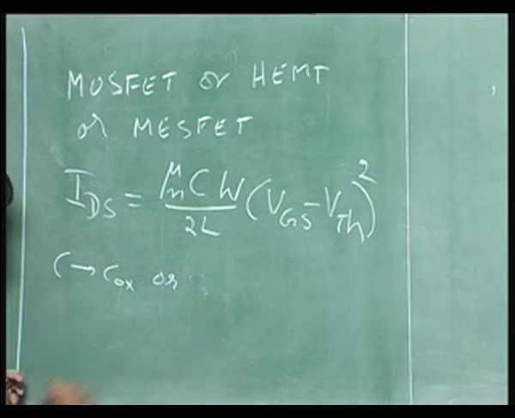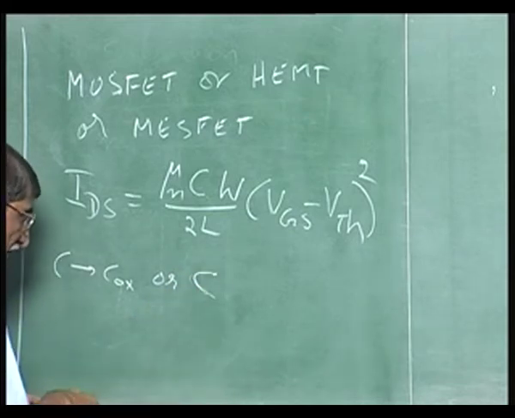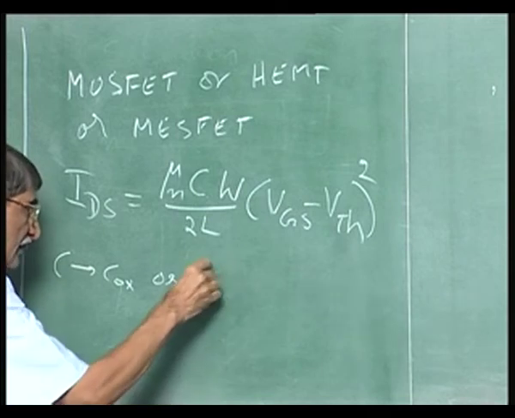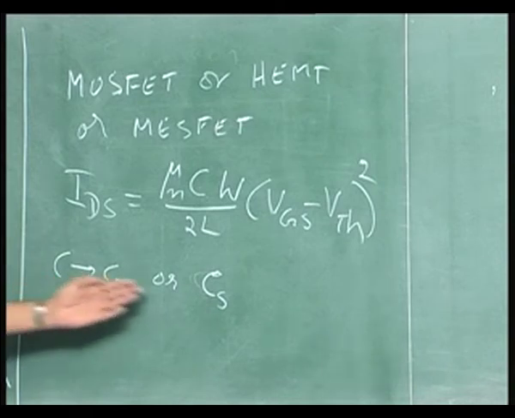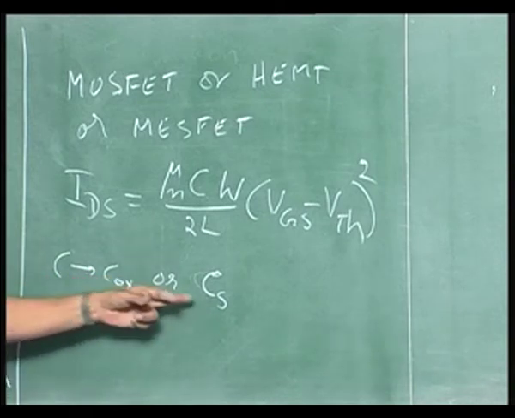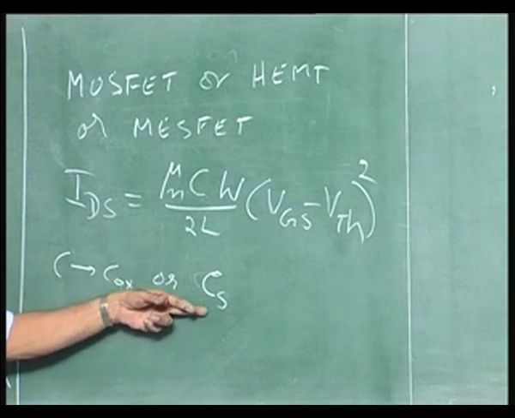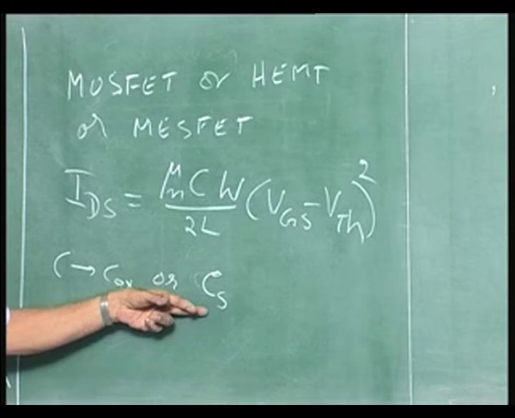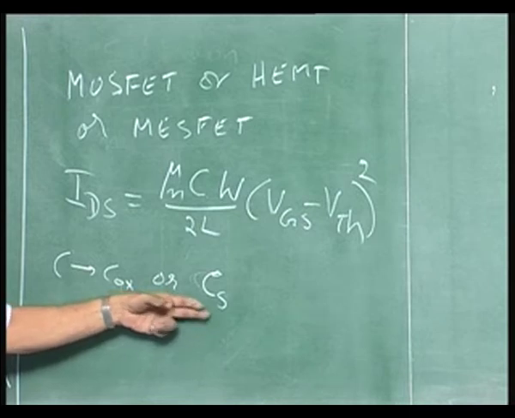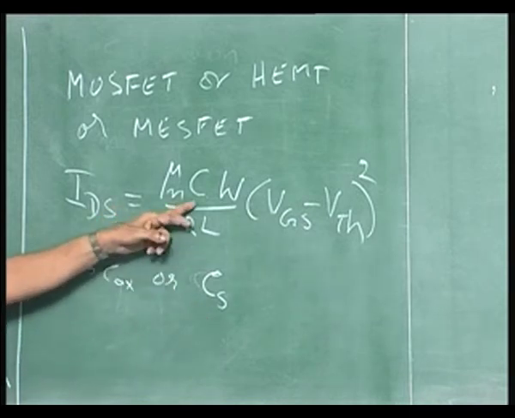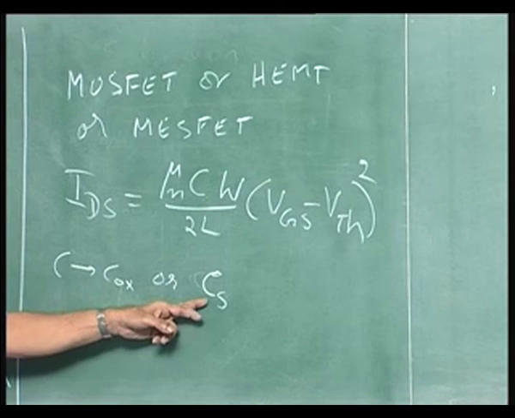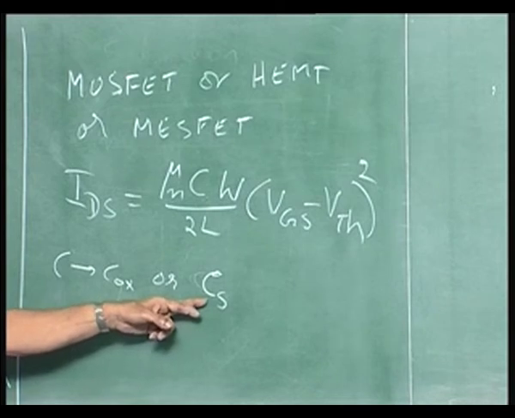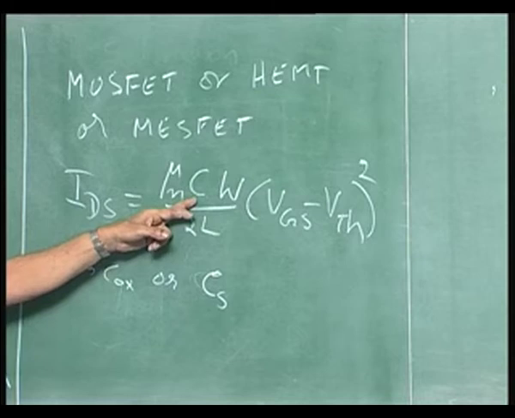Or CS. CS depends upon oxide thickness. In the case of MESFET, it depends upon the n layer thickness. In the case of HEMT, it depends upon the top aluminum gallium arsenide doped layer thickness. So you actually want to maximize that by reducing the oxide thickness or the layer thickness, or in the case of MESFET the gallium arsenide layer thickness, that we improve.